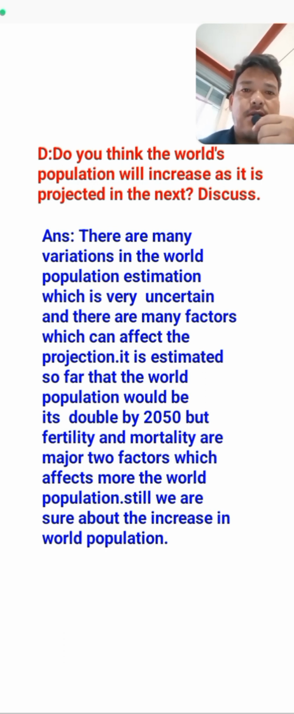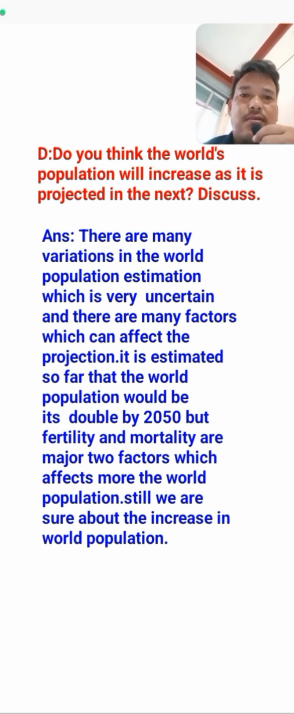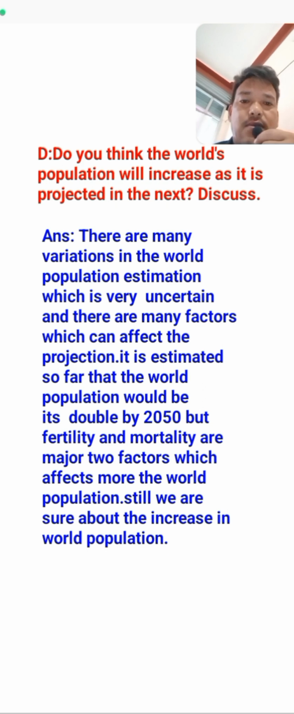What do you think about the increase in population which is projected in the text which we have studied? I have written, there are many reasons for variations in the world population estimation, which is very uncertain, and we can't predict whether there will be an increase or decrease in the population. But there are mainly two factors that can affect the projection. Students, it is assumed that the world population would double by 2015, but fertility and mortality are the two major factors which can affect this projection and the forecast. So it's all about the number I have written, students. You can write from here. Now move to the next.